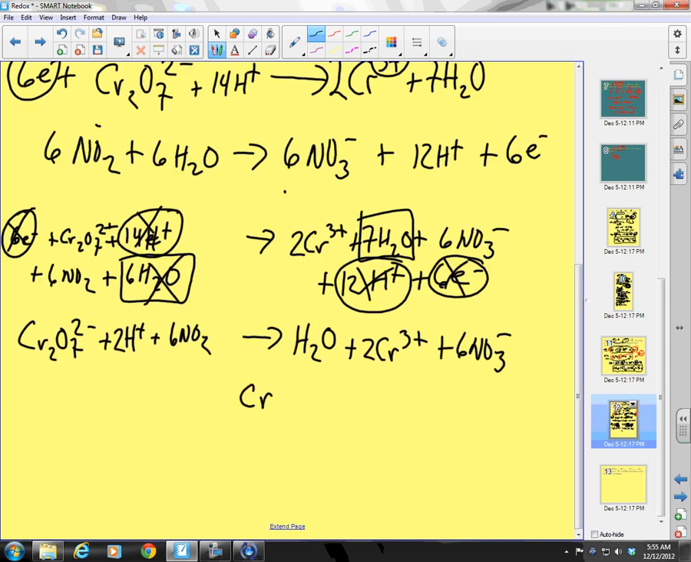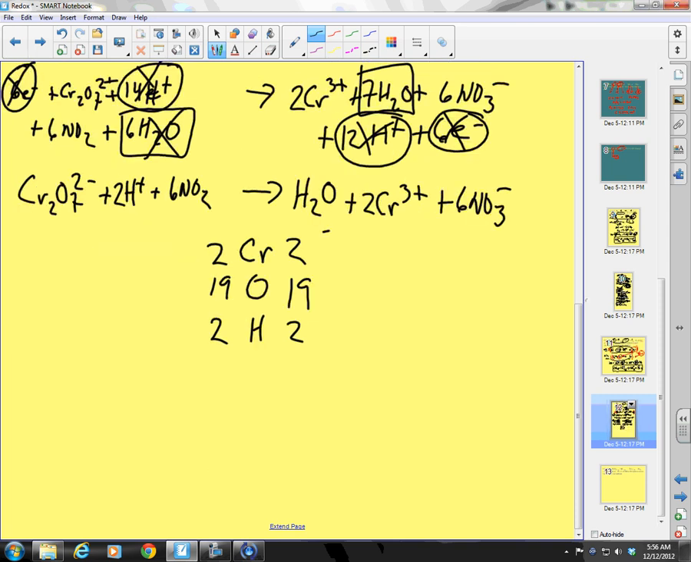Okay, chromiums. How many do I have on the left side? I have 2. How many on the right side? 2. How about oxygens? I have 7 here and 12, so 19, right? 6 times 2 is 12, and 7 is 19. Over on my right side, I have 1 and 3 times 6 is 18, so I have 19. Good. How about hydrogens? I have 2 on my left side, 2 on my right side.